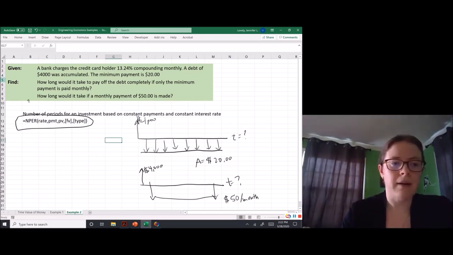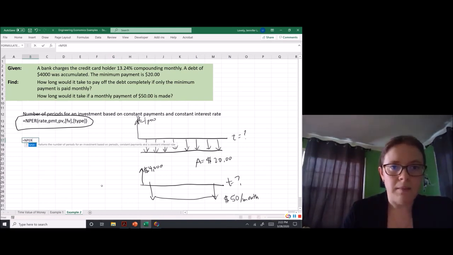So if I type out NPER, that's the number of periods. So my rate is going to be 13.24%. So I'm just going to put that in decimal form, 0.1324. The payment is $20, and that is a negative 20. It's coming out of my pocket. And then the debt of $4,000 is the present value. I can put that as a negative value. And actually, it doesn't matter if you put negatives or positives here. It's still going to return the same amount. I'm going to put double commas, and then, again, I'm going to ignore the type. We're going to assume it's at the end of the period.